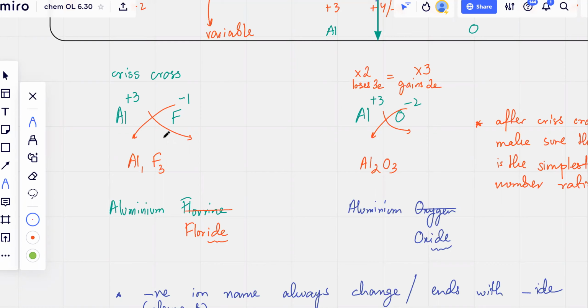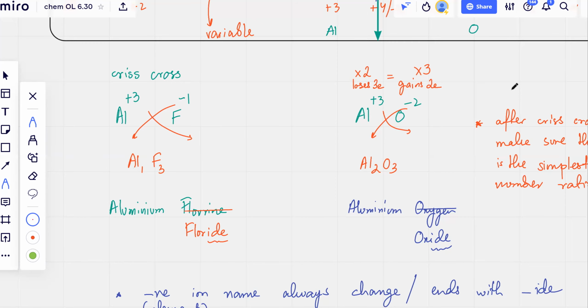Why does the crisscross method work? It tells you the ratio in which the ions would exist. For example, aluminium is +3, and oxygen is in group 6, so it's -2. If you do the crisscross, it's going to be 2 aluminium ions and 3 oxygen ions. Why does it work? Because aluminium was losing 3 electrons and oxygen was gaining just 2 electrons, so the number of electrons gained and lost must be made equal. If you have 2 aluminiums, the total electrons lost are going to be 6. If you have 3 oxygens, the total electrons gained would also be 6.